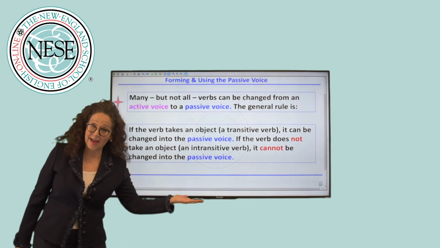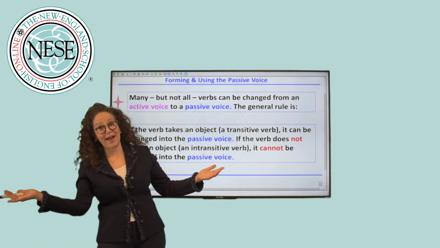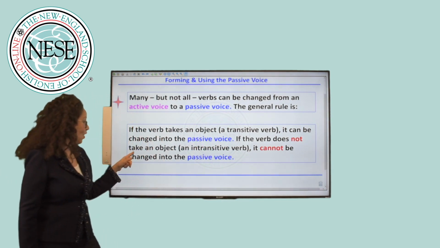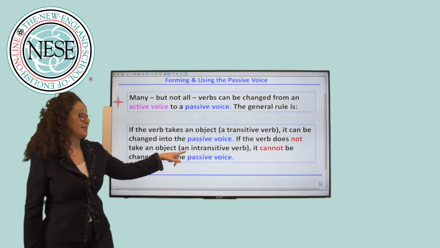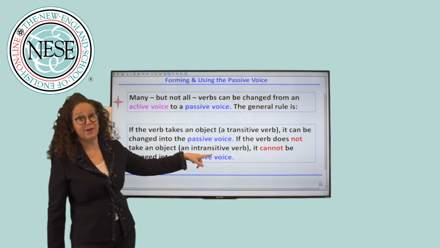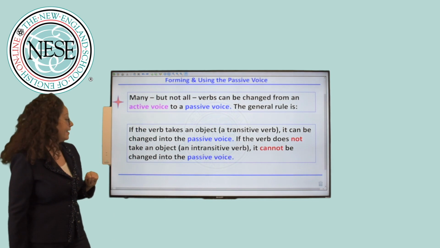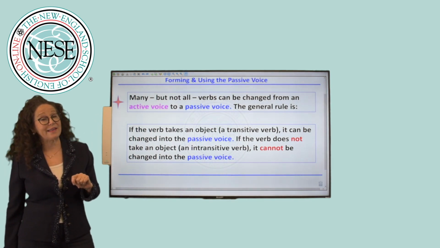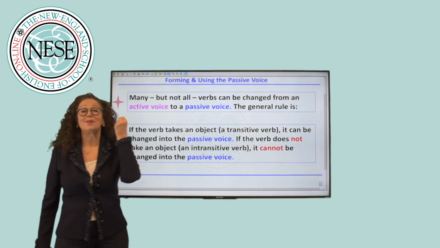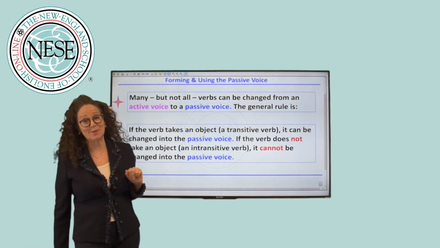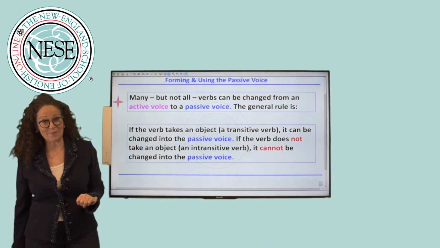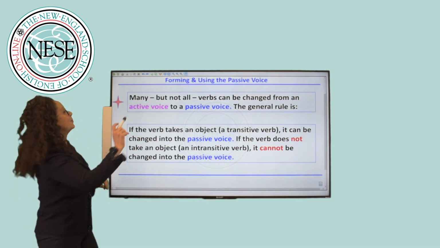On the other hand, we say on one hand and on the other hand. If the verb does not take an object, known as an intransitive verb, it cannot be changed into the passive voice. But this is the general rule. All right? So we will look.